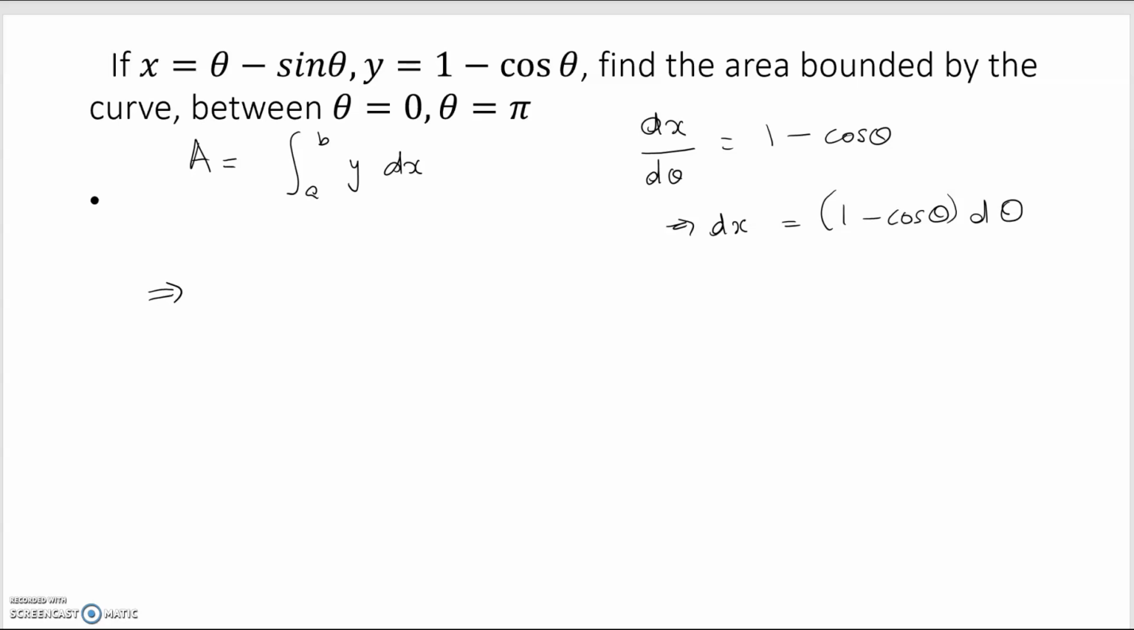This is not integration by substitution, but it is substituting in some facts. So 0 to pi, and y is 1 minus cos theta, and dx we now know is 1 minus cos theta d theta. Okay, let's do the multiplication there.